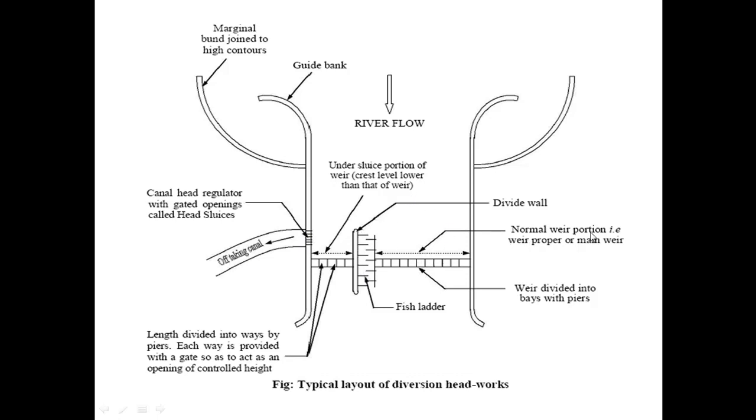This is the normal weir portion, that is weir proper or main weir. These are the weir divided into bays with piers. This is the fish ladder. Length divided into bays by piers. Each bay is provided with gates so as to act as an opening of controlled height, and these portions are known as under sluices portion. So this is the typical layout of a diversion headwork.